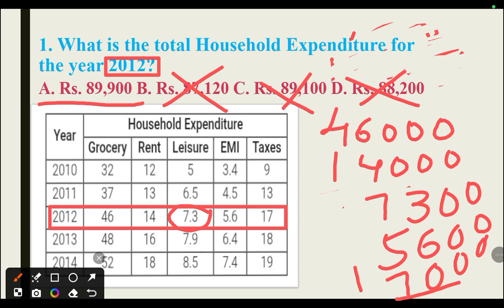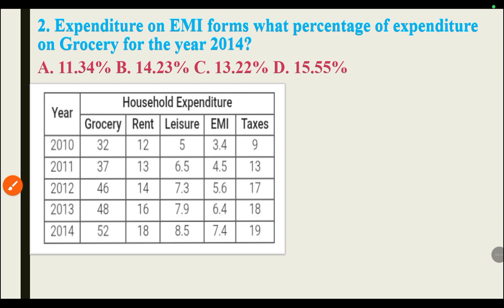As I am getting 9, definitely my answer would be option A, and I can solve it fully if you need. 7 plus 7 is 14, 14 plus 10 is 24, plus 5 is 29, and here is 9, and I'll keep 2 here. So 4, 5, 6, 7, 8, total I'm getting here 89,900. So this is all about the first question. Let us move towards the next question, that is the second question.